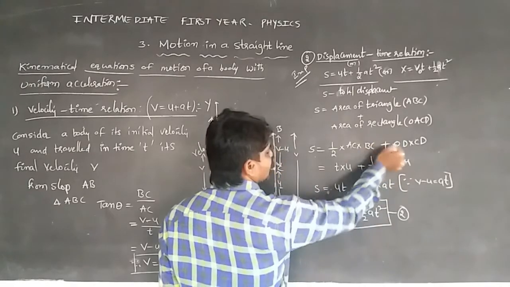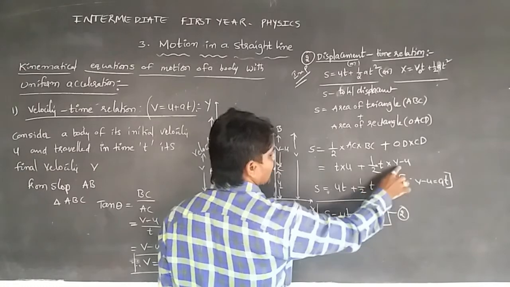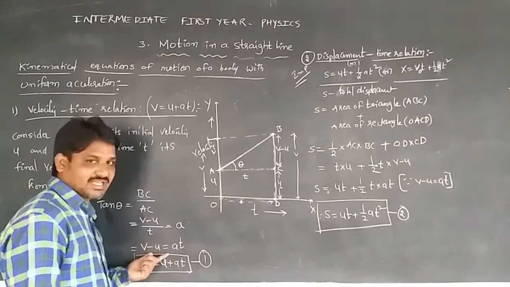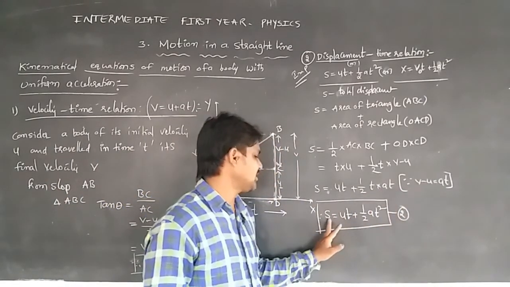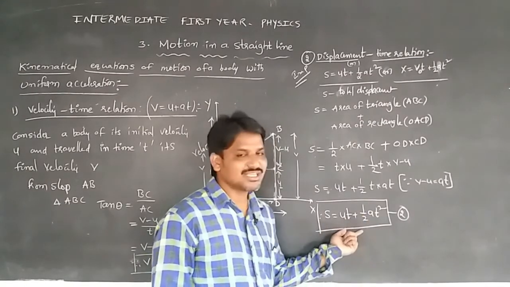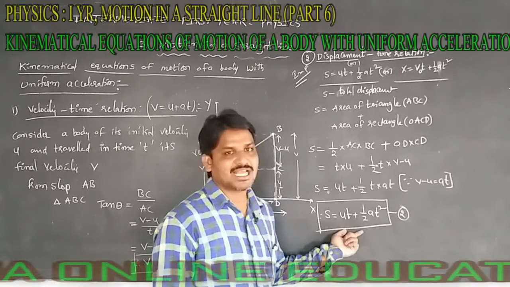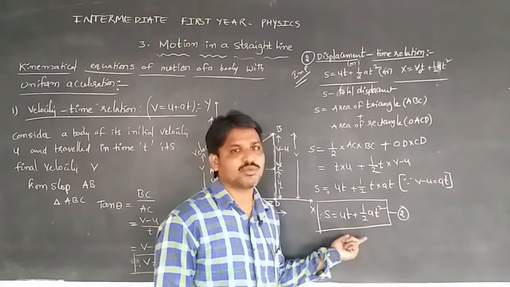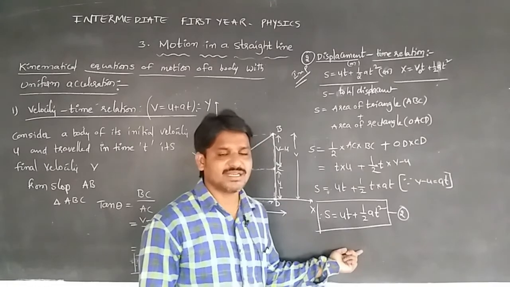By substituting these values in the equation, we get S is equal to UT plus half of T into V minus U. We know that V minus U is equal to AT from the initial relation. By substituting that value we get S is equal to UT plus half AT square. This is the displacement-time relation, the second equation for the kinematical equations. This is a very important formula to find the time and also to find the displacement.